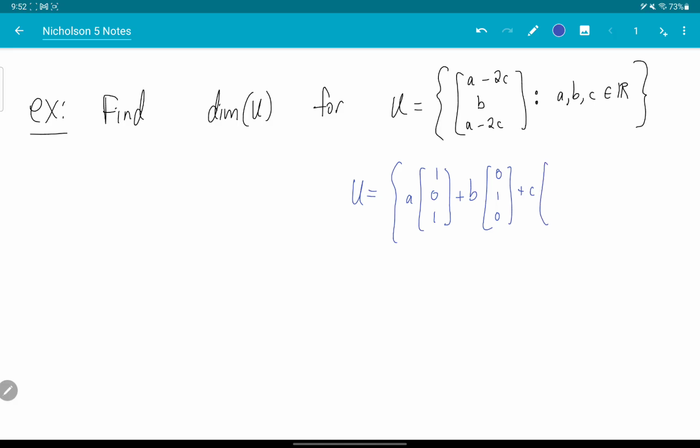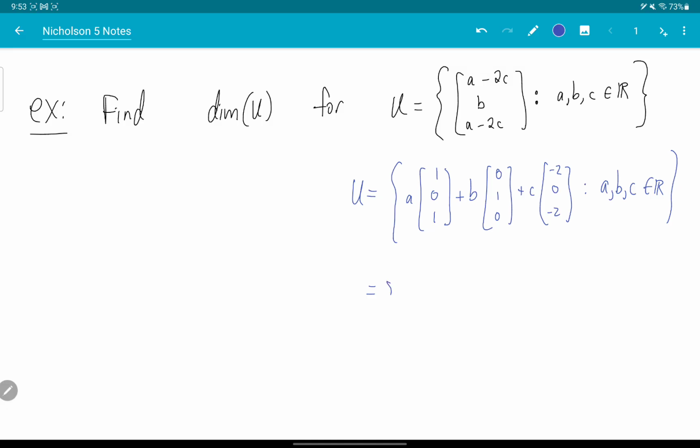Plus C times negative 2, 0, negative 2. So I can write it like that, A, B, C. Okay, so what does U equal? U is the set of all linear combinations. Or anything in U is a linear combination of these three vectors given here.